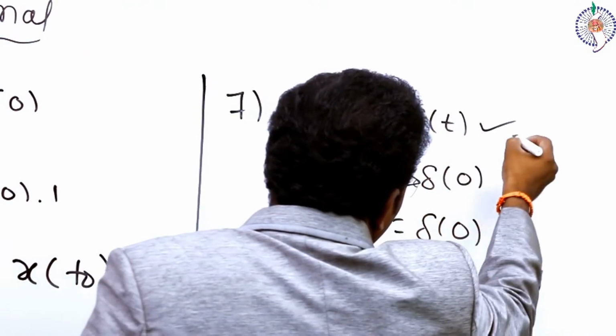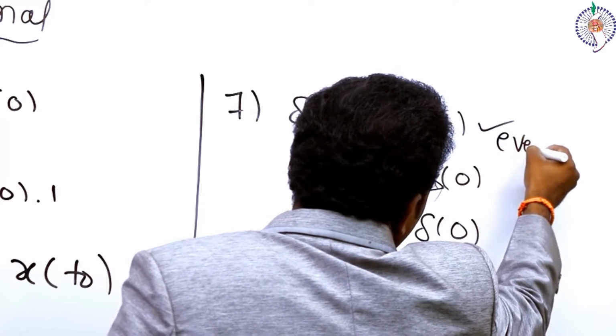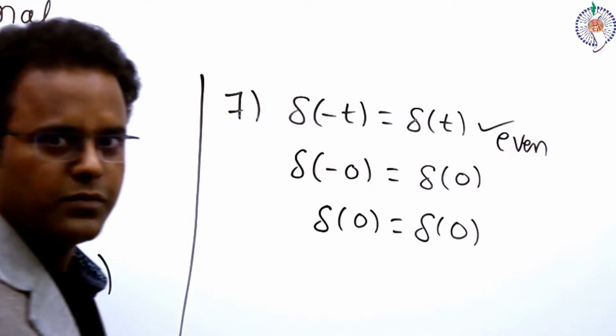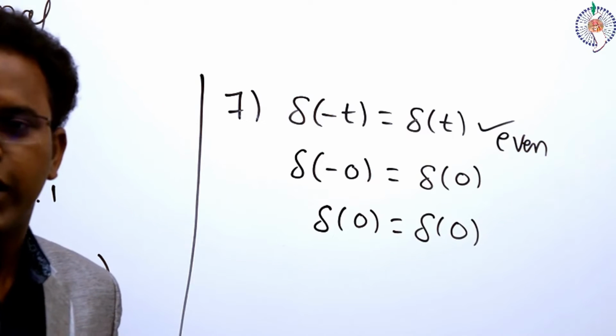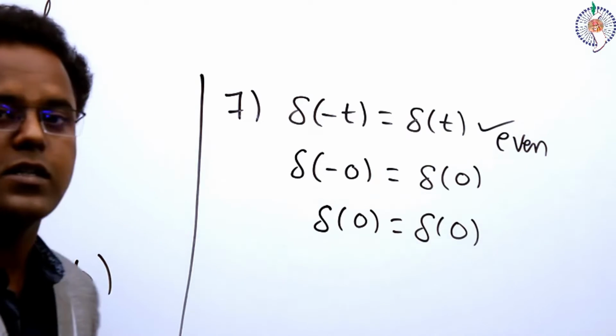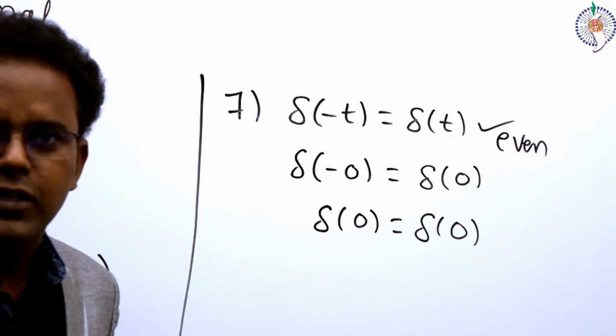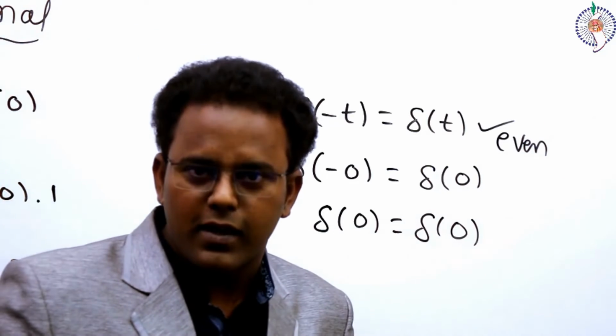Because of that, we can also call it an even signal. Of course, we have not yet discussed even and odd, but you can remember x of minus t equal to x of t is called an even or symmetrical signal.